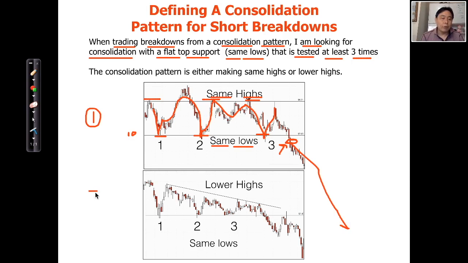The second scenario would be similarly same lows as previously, same low, same low, same low, but lower highs. Right? So this high and this high is making lower highs. It's kind of what we call a wedge pattern.